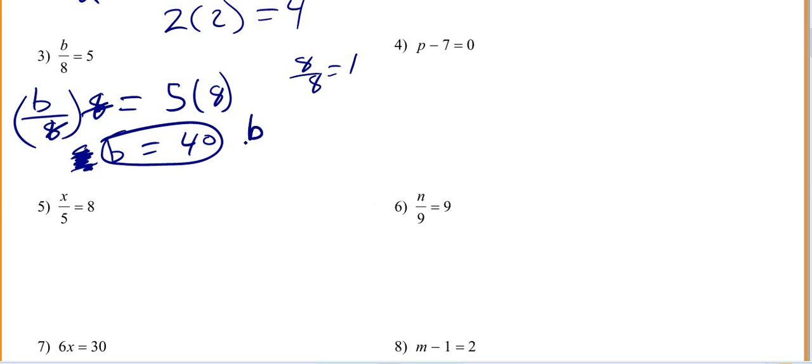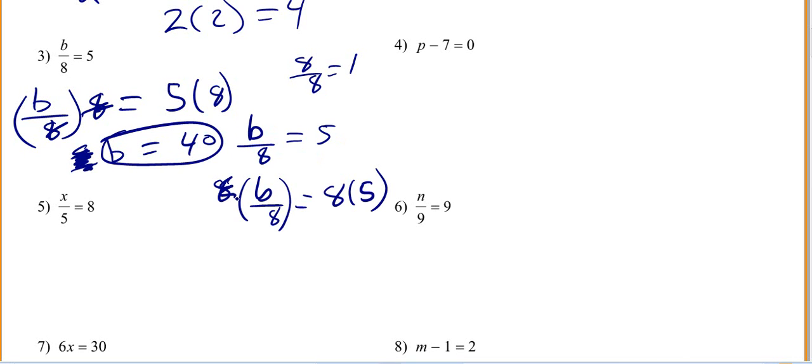So once again, you've got b divided by 8 is equal to 5. We want to multiply both sides by 8. I'm just redoing the problem. These cancel out, so you're left with your b. 8 times 5 is 40.